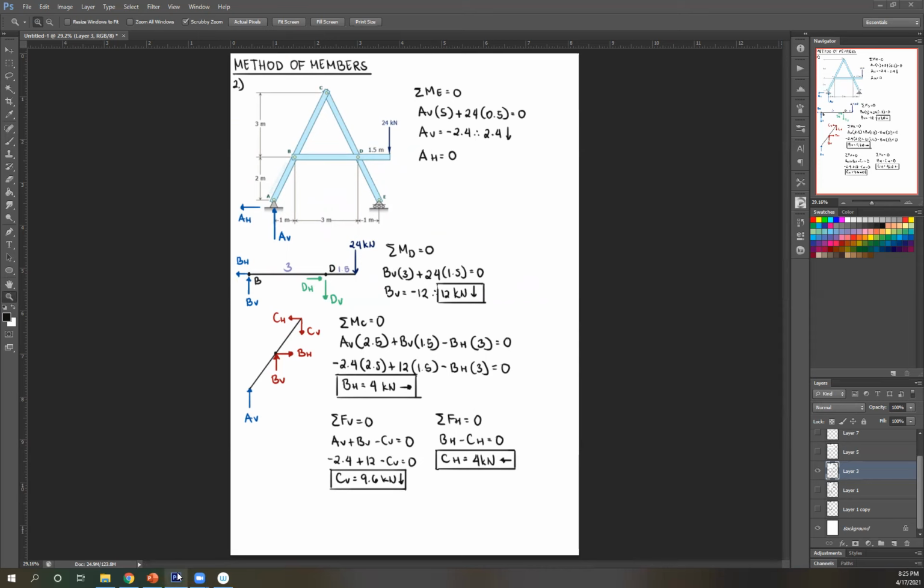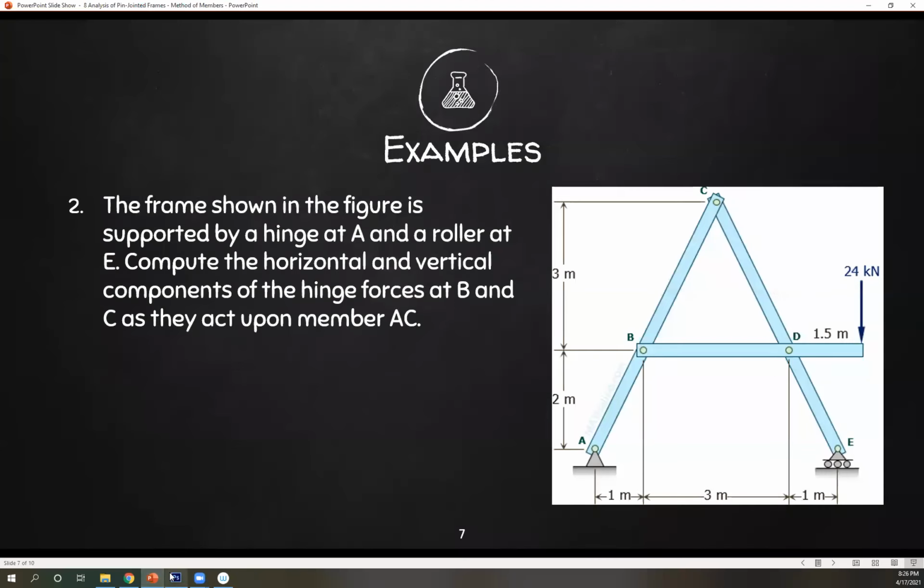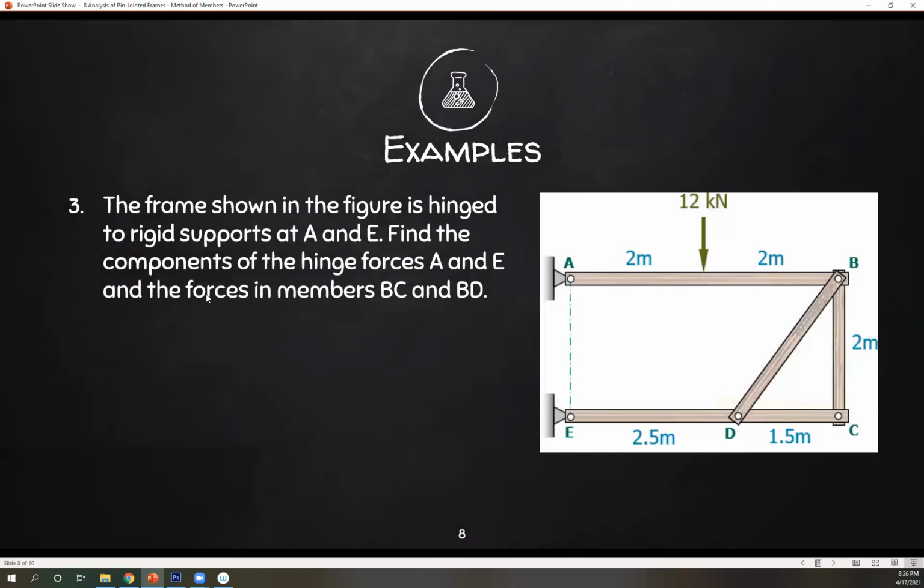We're done with that. Next, let's move on to number 3. Number 3 is a bit similar to number 2. It's just still a frame and looking for our reactions. So number 3, the frame shown in the figure is hinged to two rigid supports at A and E. Find the components of the hinge forces A and E and the forces in members BC and BD.